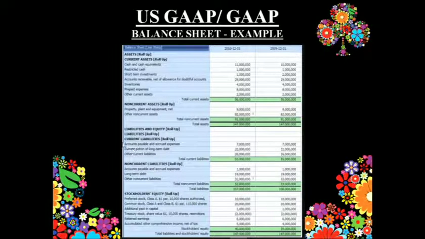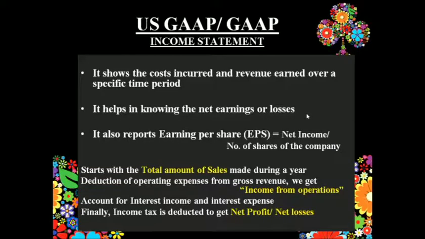While below it, you could see liabilities. Under liabilities, you could see the current liabilities and then the non-current liabilities being reported. And finally, you could see the shareholders' equity, that is the capital of the company, being reported. So this is how a balance sheet is prepared or reported under GAAP.